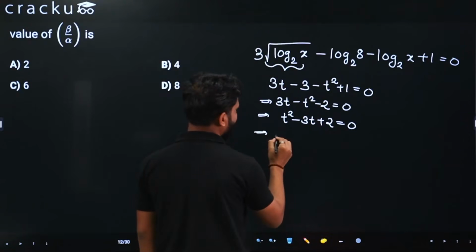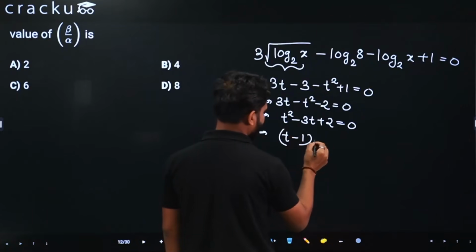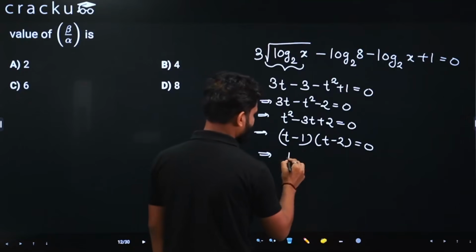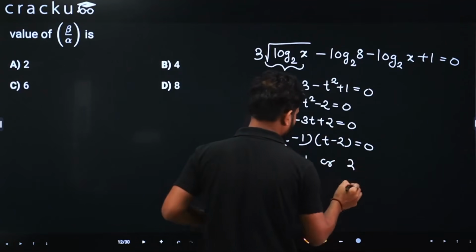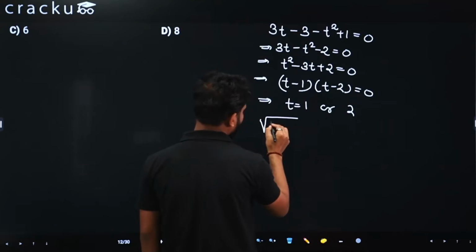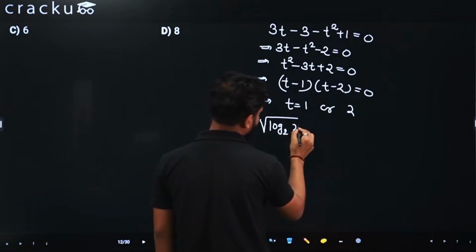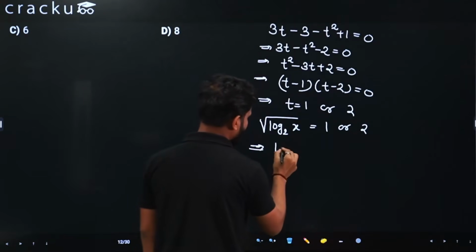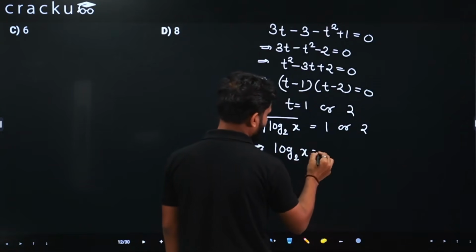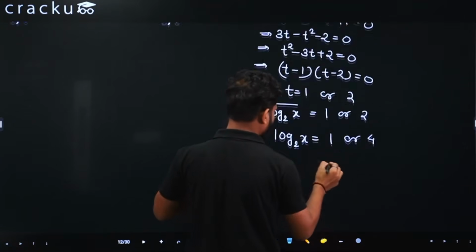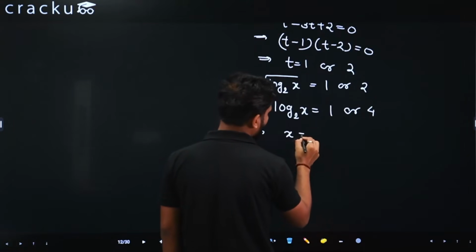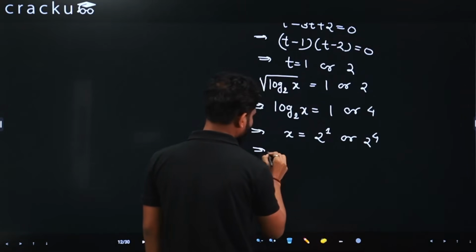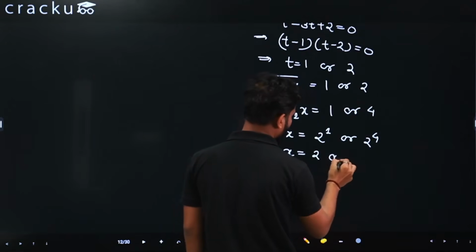Now you can easily find the roots of this equation, which are t minus 1 into t minus 2 is equal to 0, or t is equal to 1 or 2. Now what is t? t is nothing but under root log 2x, equal to 1 or 2. If I square both sides, log 2x is either 1 or 4. Or I can say x is either 2 raised to 1 or 2 raised to 4. Or x is either 2 or 16.